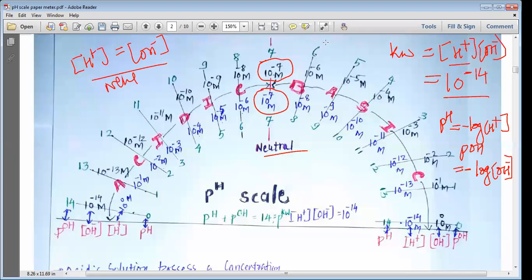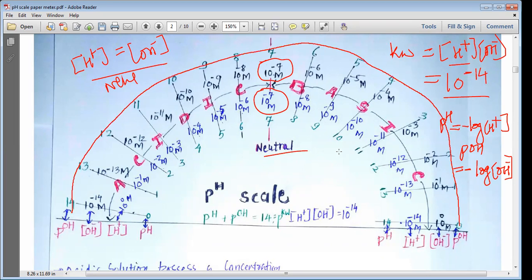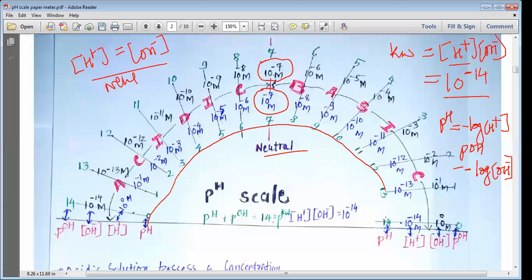Now suppose you take minus log of Kw, we will call it, my dear students, pKw. So please remember that if we have minus log of Kw, we call it pKw. If we have minus log of H plus, we call it pH. If we have minus log of OH minus concentration, we call it pOH. In this case, you can see that I have even represented pOH here. These are the values for pOH, and these are the values for pH, which you can easily understand.